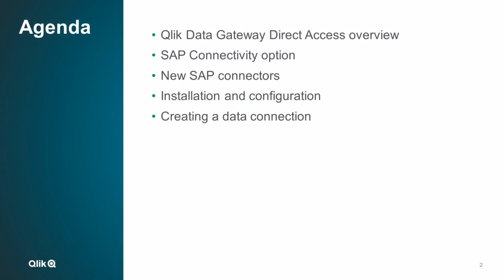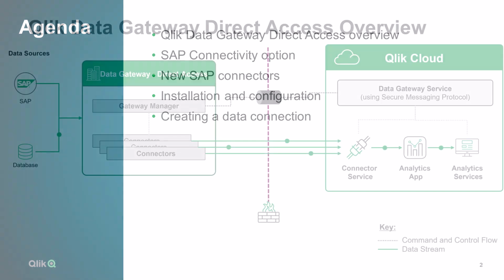So here's the agenda. First, we'll do a quick review of what is the Qlik Data Gateway Direct Access. Then we'll see the connectivity options between ACP and Qlik Cloud. We'll continue with the new ACP connectors available with the Data Gateway Direct Access. Then we'll see the installation and the configuration of these new connectors. And finally, we'll see how to create a data connection with these connectors.